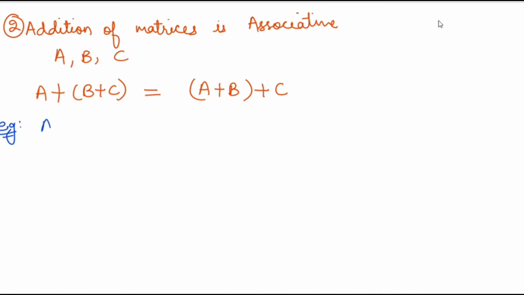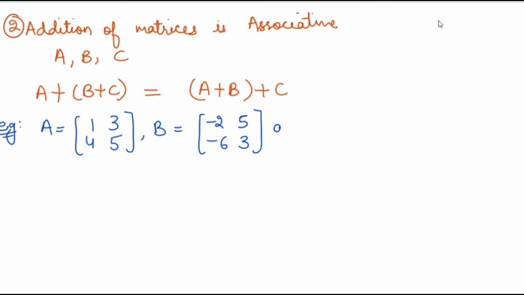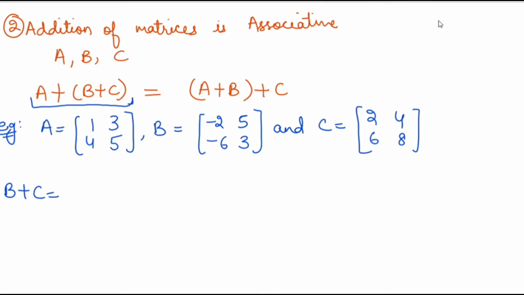For example, if we have a matrix A equals to 1, 4, 3, 5, and matrix B is equals to minus 2, minus 6, 5 and 3, and elements of matrix C are equals to 2, 6, 4 and 8. Now firstly we operate A plus B plus C. So we will first add B plus C.